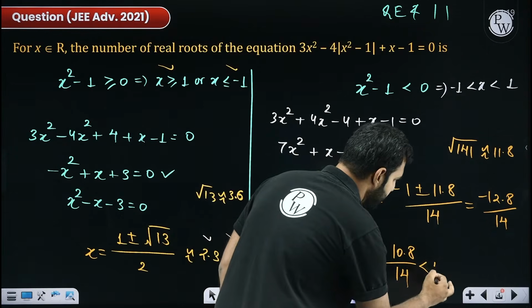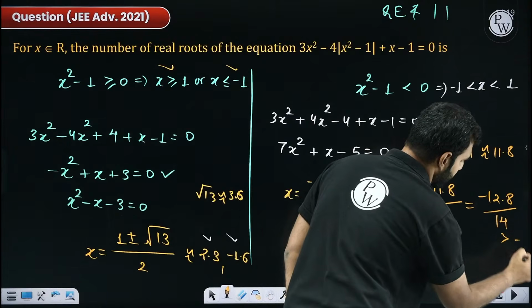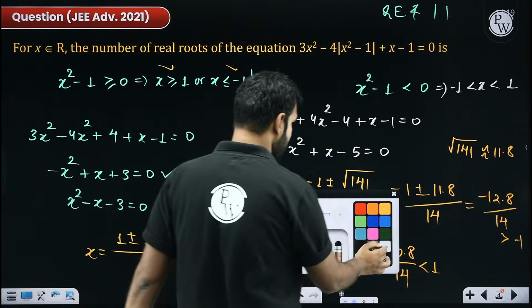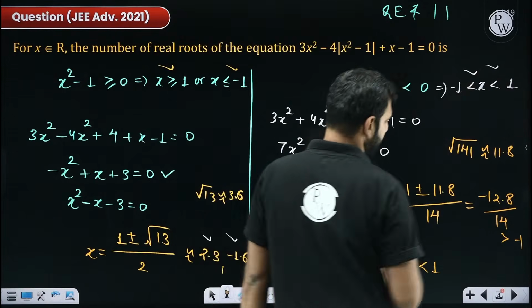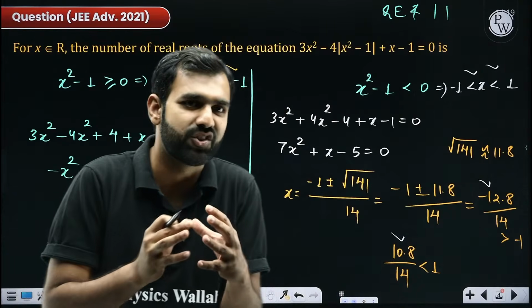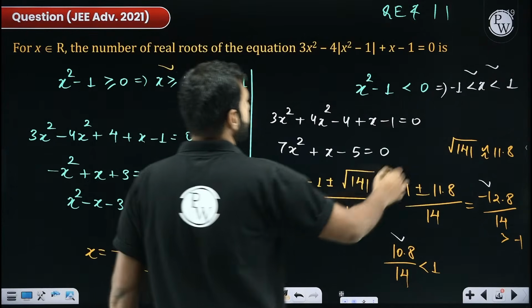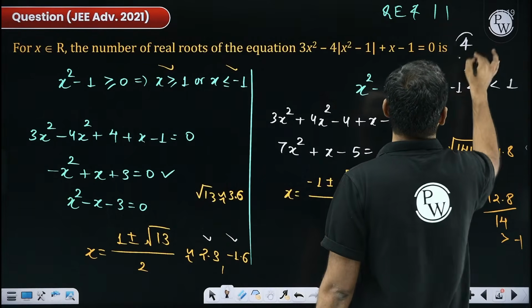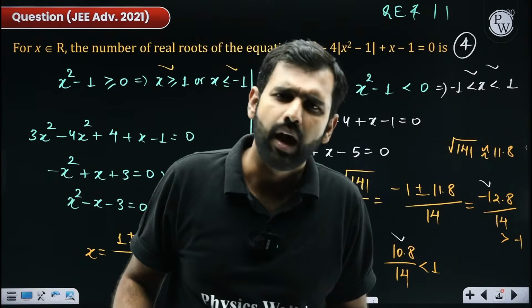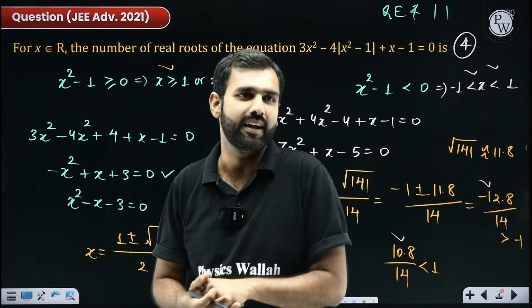So this will be less than 1 and this will be greater than minus 1, which means both of these values belong to our range only. They all lie between minus 1 and 1. So these are also my acceptable solutions. We need not the precise values. We are asked the number of solutions and it would be 4. Tell me in the comment box how many of you got 4 as the correct answer.